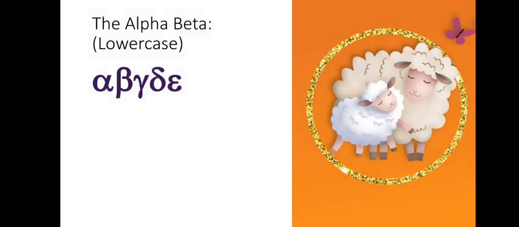So again, reviewing, we have alpha, beta, gamma, delta, epsilon. Say it with me, please. Alpha, beta, gamma, delta, epsilon. And again, very similar to the beginning of the English alphabet, except for this middle letter, gamma.